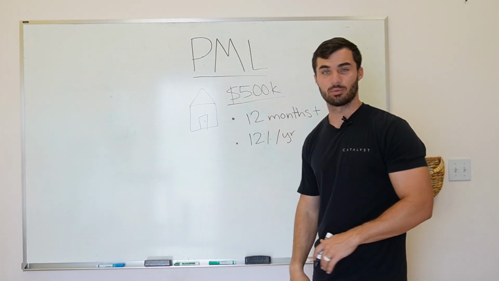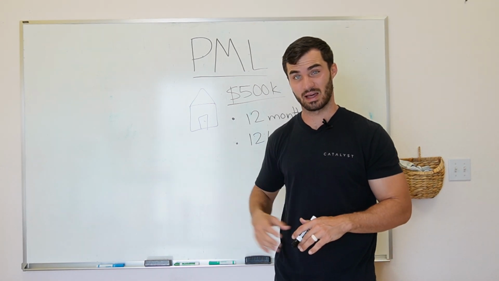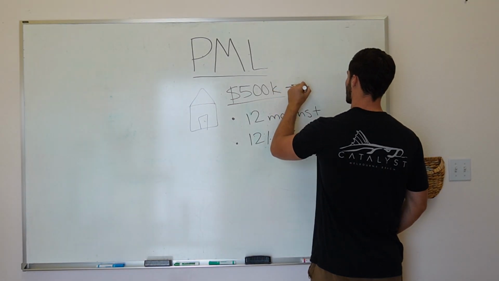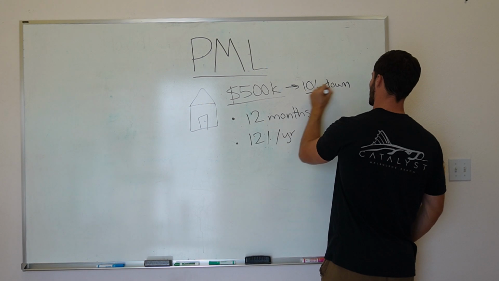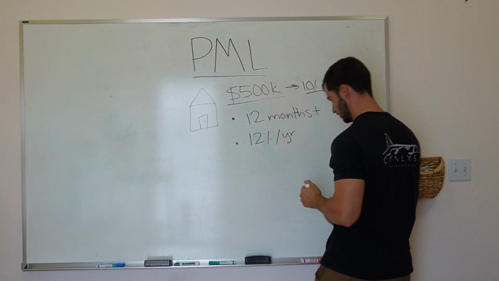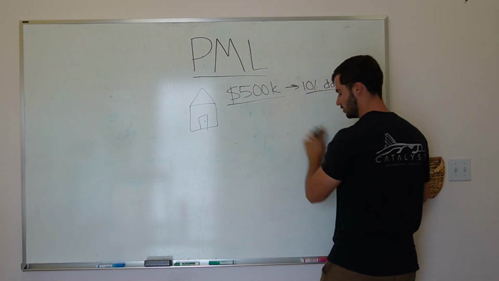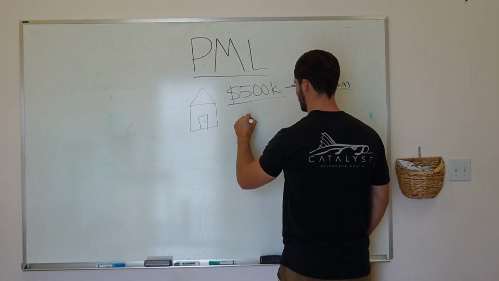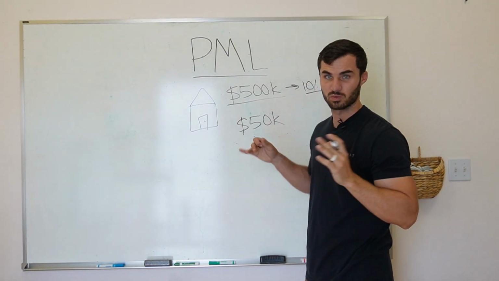So in our example with the $500,000 house, the way that a private money loan might come into play with something like that would be if somebody was buying a $500,000 house and it required 10% down. Now, in that scenario, I'm just going to erase this, we would do the 10% down loan, which would be 50 grand, right? And so they would essentially be asking you for 50 grand.